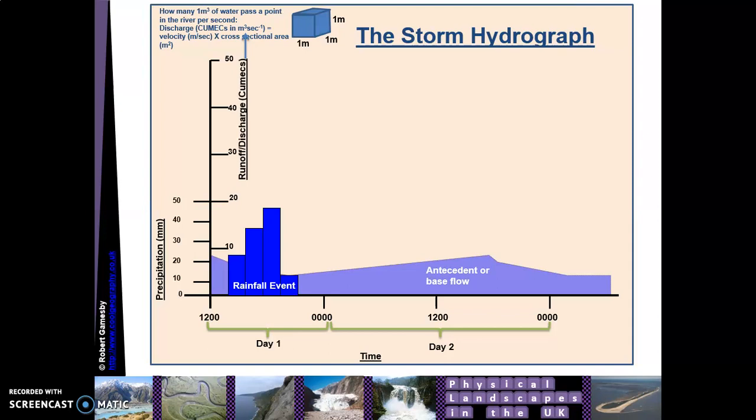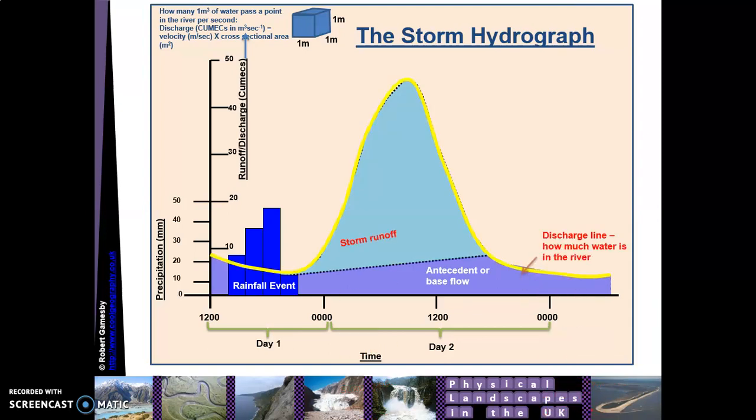I'll start adding a few things onto this graph, just to show you how it might look. You can see on the left-hand side, you've got the bars. Now these bars do not link to the runoff and discharge. They link to the precipitation. And so you can see over time, over a rainfall event, a storm, the amount of rainfall increases. And we understand that.